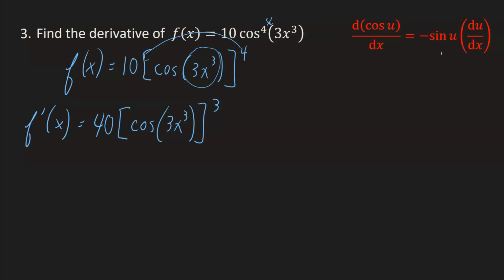Now, we need the derivative of the inside. This is like previous ones that we have done. The derivative of a cosine function is minus sine of the same thing. So, I'm going to bracket it again. Minus sine of 3x cubed, multiplied by the derivative of 3x cubed, which is 9x squared.